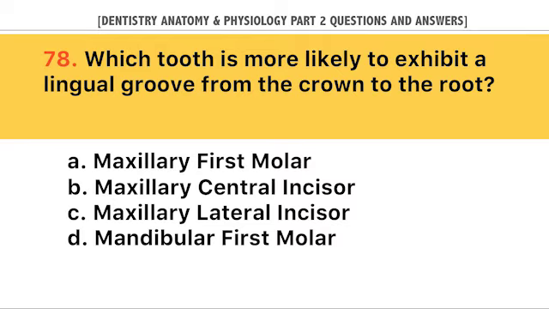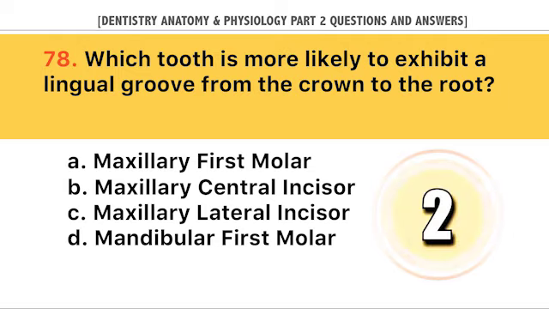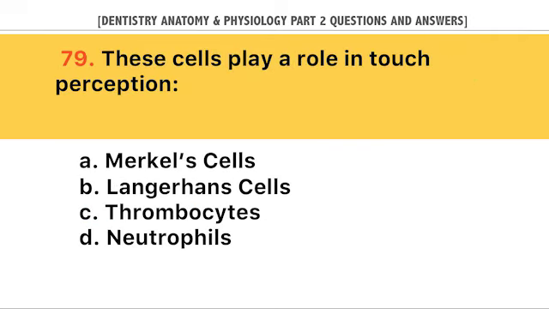A. Maxillary first molar, B. Maxillary central incisor, C. Maxillary lateral incisor, D. Mandibular first molar. Answer: C. Maxillary lateral incisor. These cells play a role in touch perception.